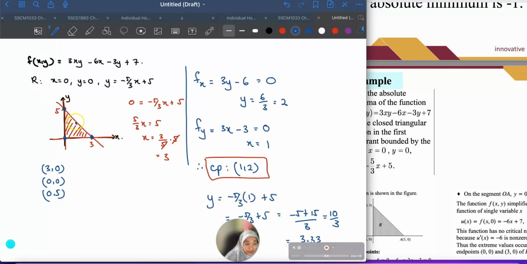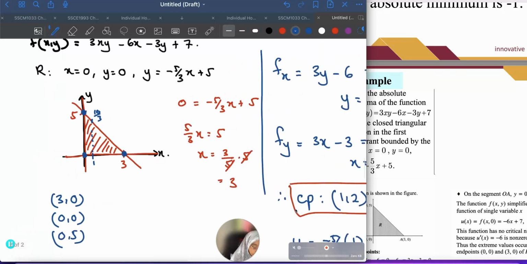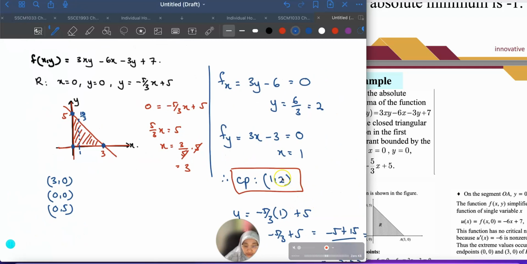So when I replace x with 1, the highest value here, let's say the 1 is here, the value is 10 over 3, which is 3 point something. So as you can see, from the critical point that we have, the value is 2, which is smaller than 3.3, right? So 2 here is smaller than 10 over 3, meaning that 1, 2 is lying inside the region.